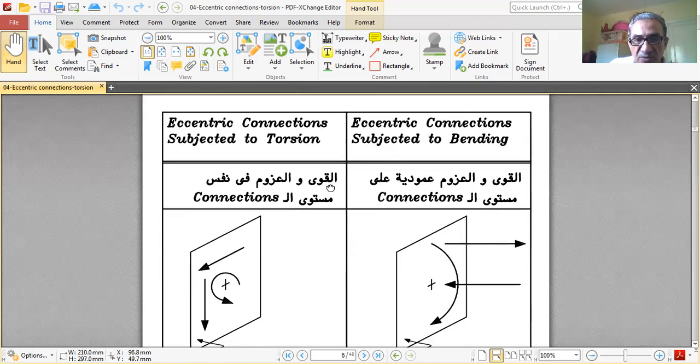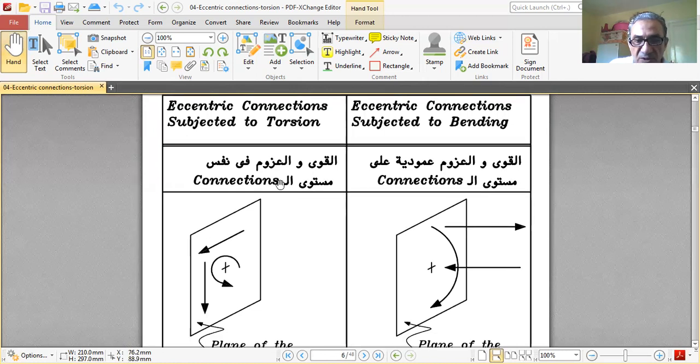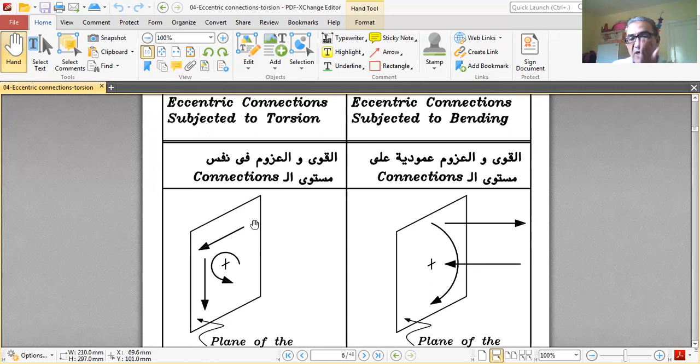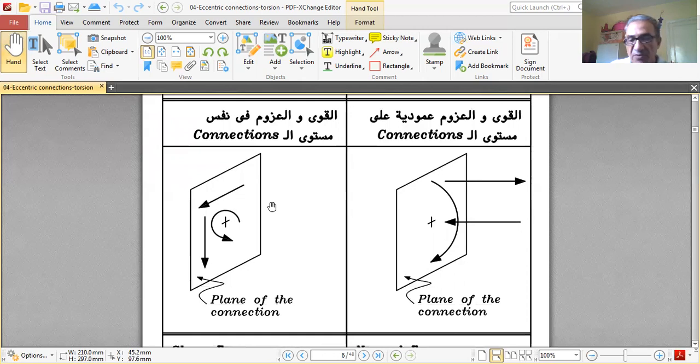Eccentric connection subject to torsion and eccentric connection subject to bending. What is the difference between a connection subject to torsion and the one subject to bending? In the one subject to torsion, the forces and the moments are at the same level of the connection, because they are causing shear. In this one, the forces and moments are acting in the same plane of the connection. So we have X, Y, and Mz. They are all in the same plane of the connection.